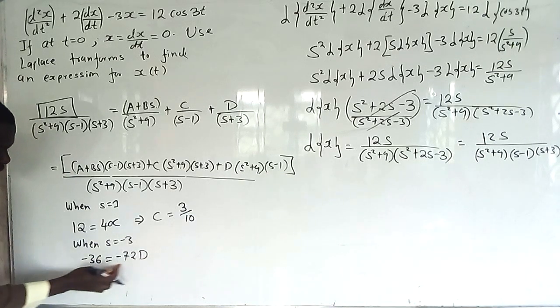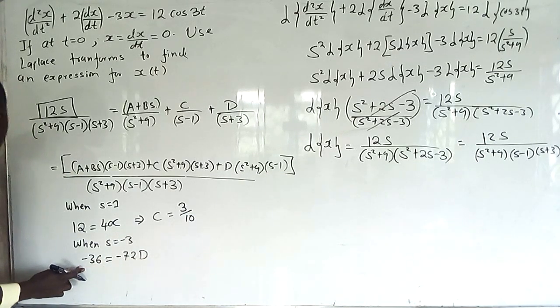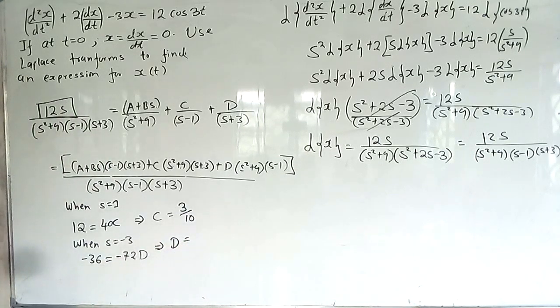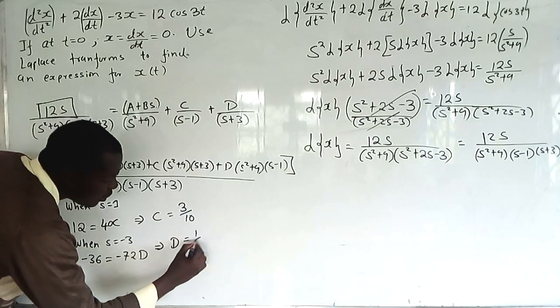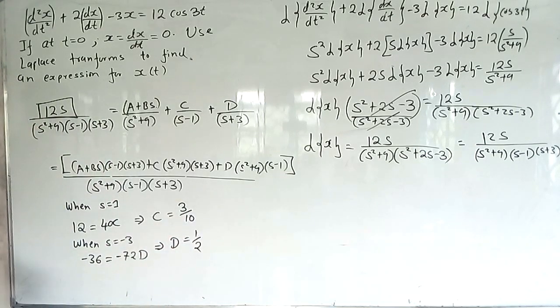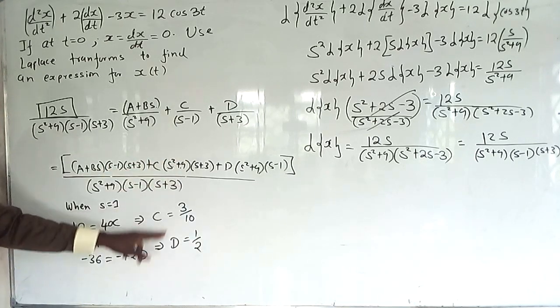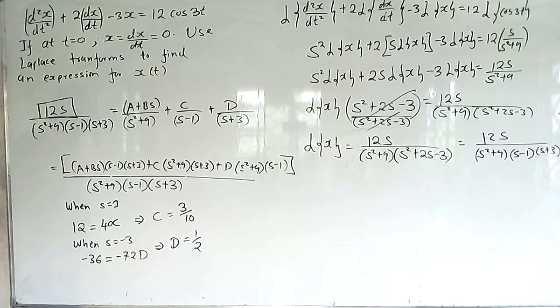So for you to get D, you divide both sides by negative 72, isn't it? So you divide both sides by negative 72, you get D to be 1 over 2. You are done with that, isn't it? Then you check another one. So you see, taking S to be negative 3 and 1 has already given us 2 answers. So it means the remainder, we can now choose S to be anything, and we are going to get equations which are solvable, isn't it?